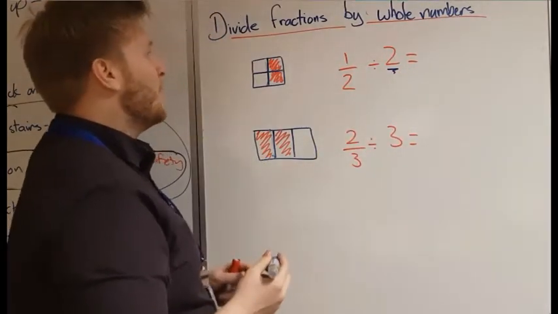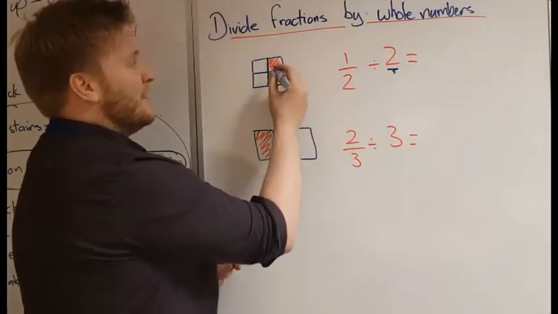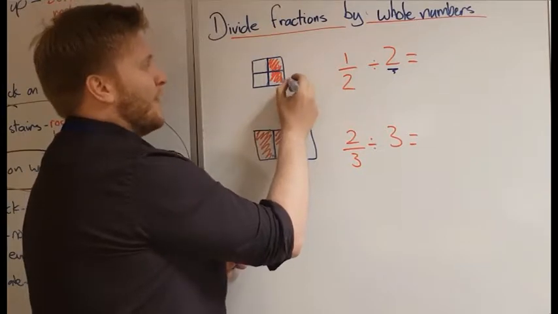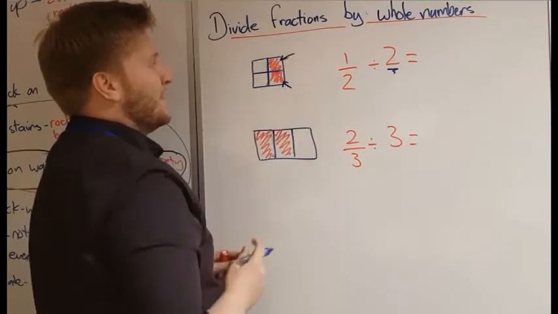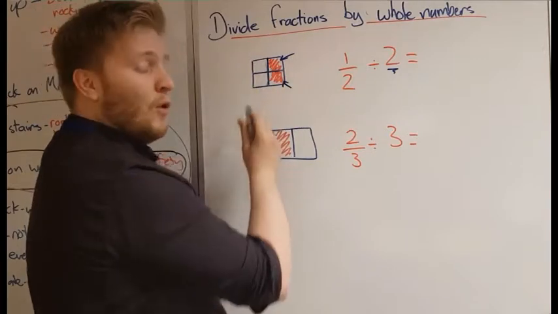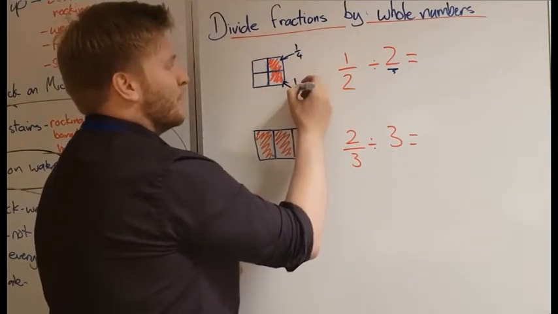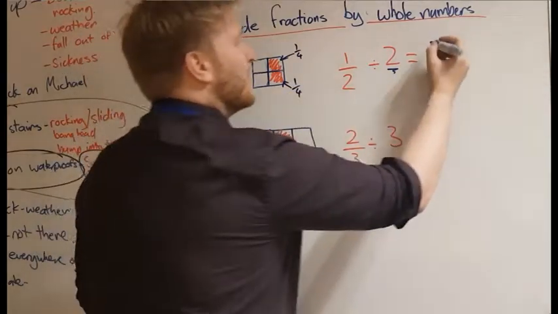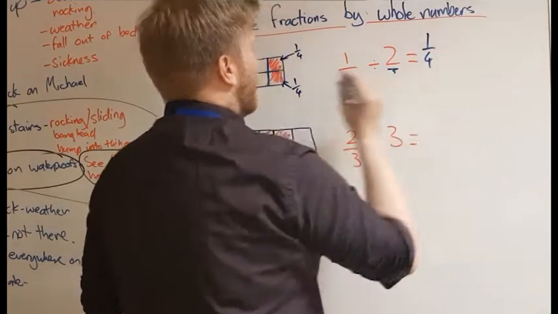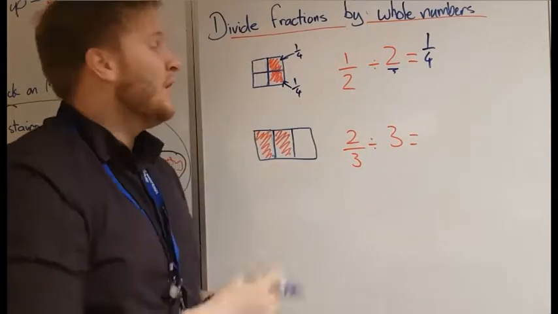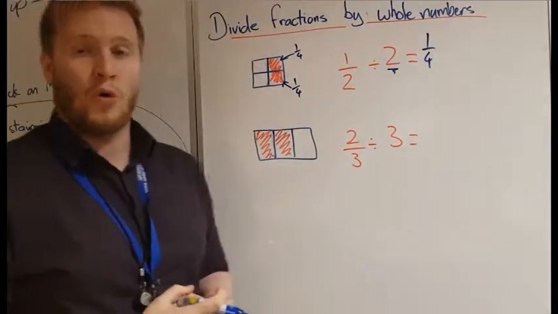Now if we're sharing these out between two people, one person will get this and one person will get this. We know it's 1, 2, 3, 4. There are 4 parts there, so they would get a quarter each. So our answer would be a quarter, because if we had a half and we were sharing that between two people, they would each get a quarter.